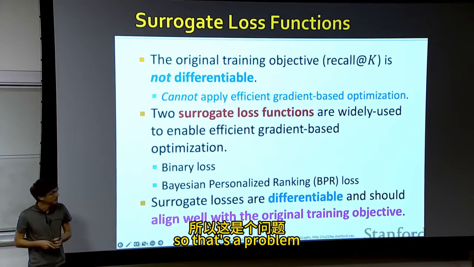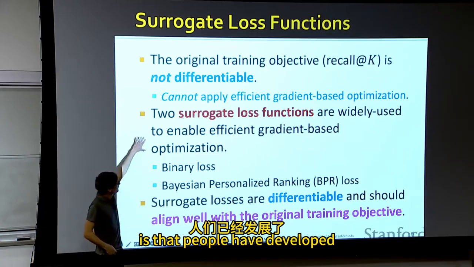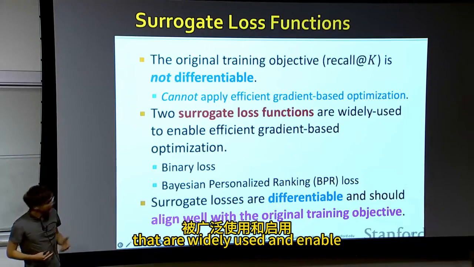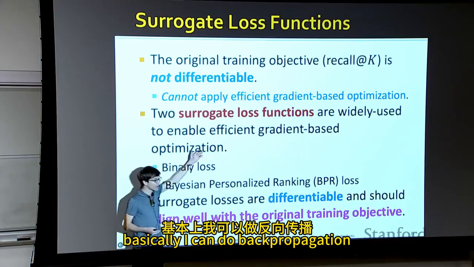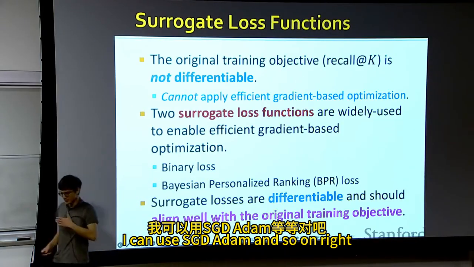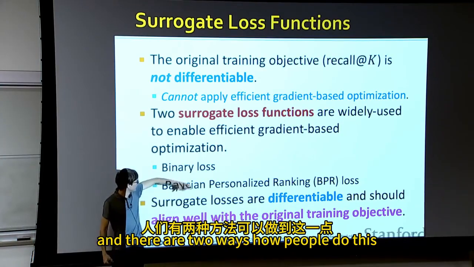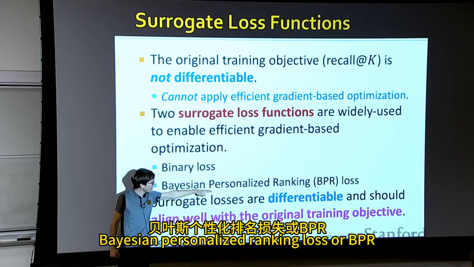So that's a problem. So what you do in practice is that people have developed two surrogate loss functions that are widely used and enable efficient gradient-based learning, right? Basically, I can do backpropagation, I can use SGD, Adam, and so on. And there are two ways people do this. One is called a binary loss, and the other one that's better is called Bayesian personalized ranking loss, or BPR.